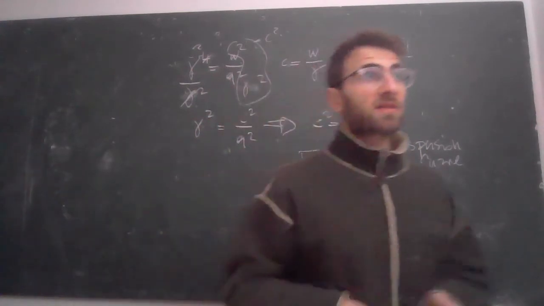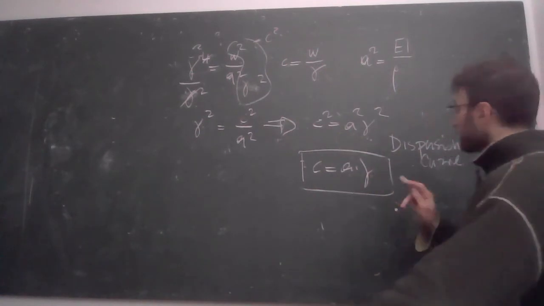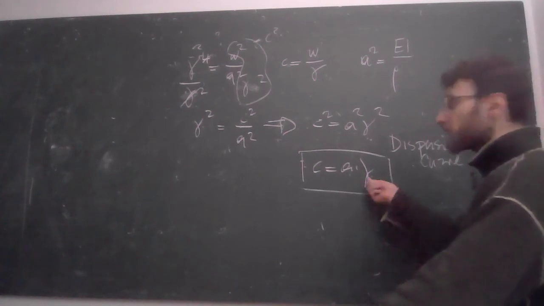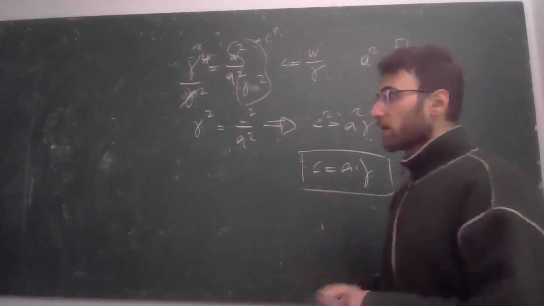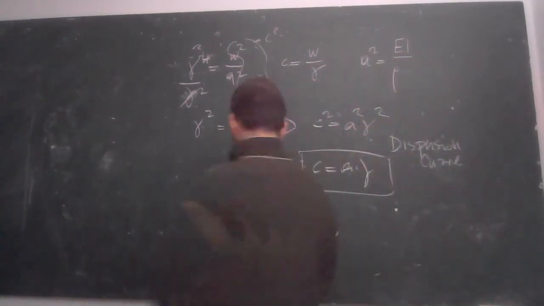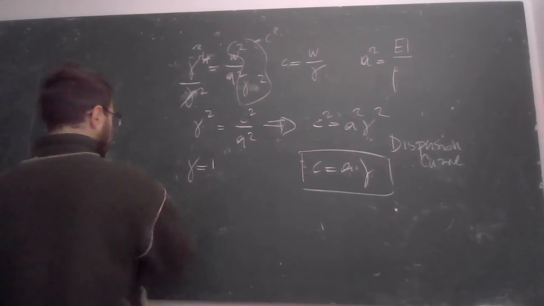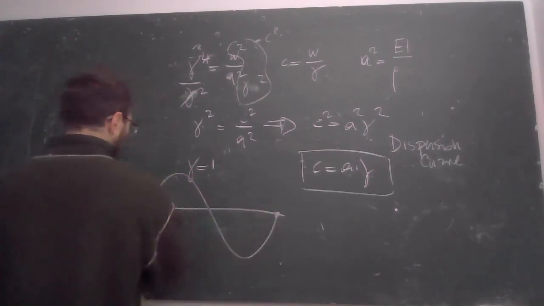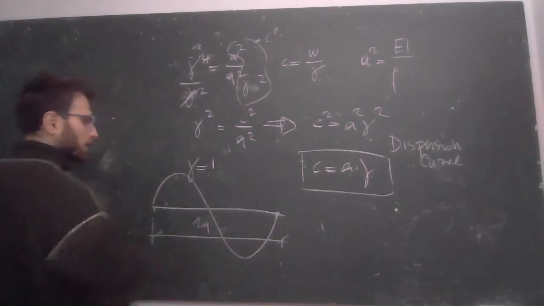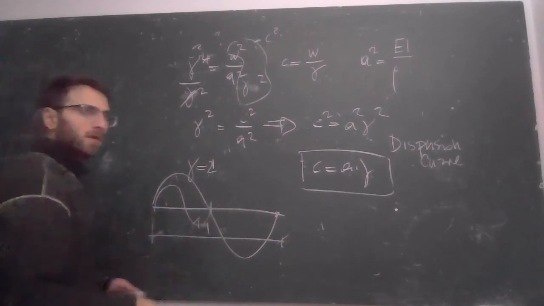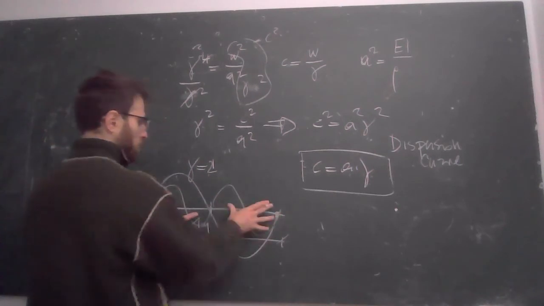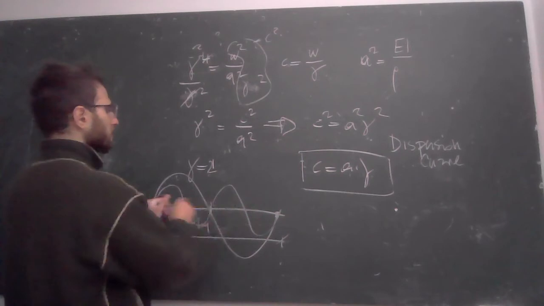of a beam. So if a wave wants to propagate inside the beam with a certain velocity, which is omega divided by gamma, that velocity is not constant and depends on the wave number. I remind you, the wave number is the number of oscillations of that wave per unit of length. So if the wave number is 1, the wavelength is 1 meter. If gamma is 2, the wavelength is half a meter, because we would have 2 complete oscillations in 1 meter.